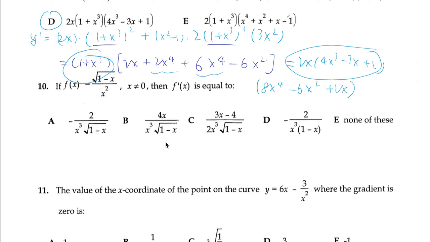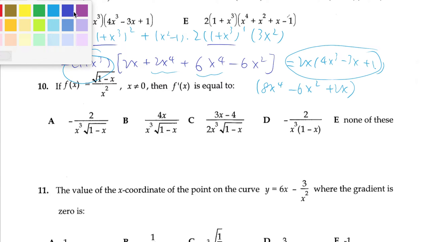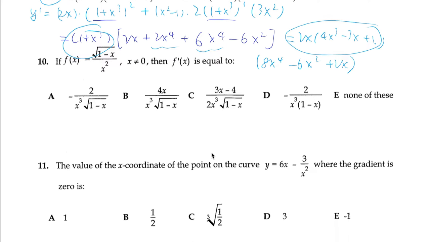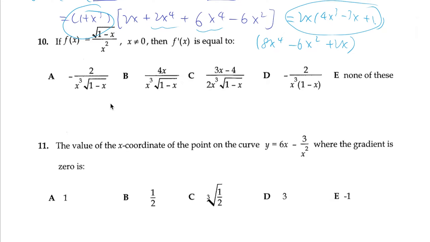Now let's have a look at part 10. Part 10 is again a quotient rule. You can see there's lots of questions in this worksheet; you just need to do it step by step. For quotient rule, we said y dash equals u dash v minus uv dash, divided by v squared.